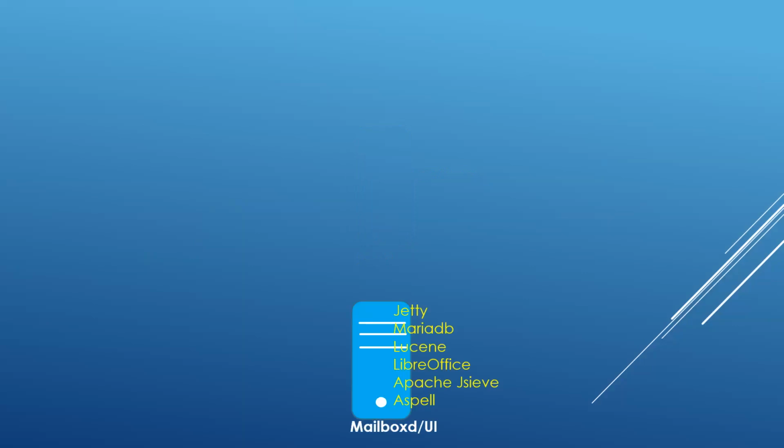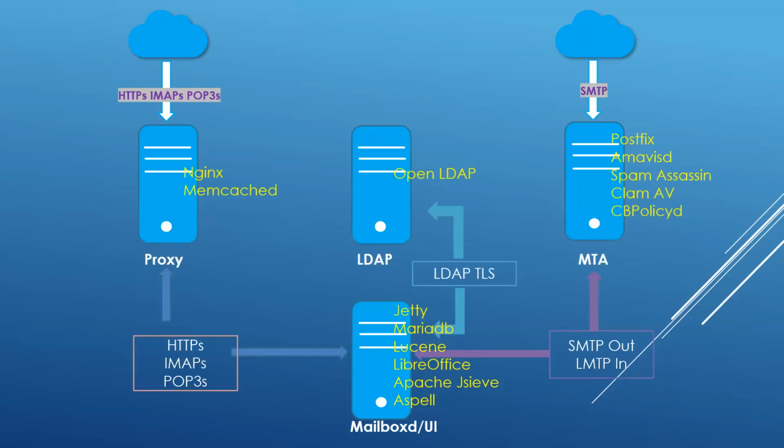Mailboxd. Mailboxd contains Jetty, MariaDB, Lucene, LibreOffice, Apache JSF, Spell. Jetty serves a web application. MariaDB is a database. Lucene works as indexing and search engine. LibreOffice is for document viewer. Apache JSF, it manages filters. Spell is a spell checker.